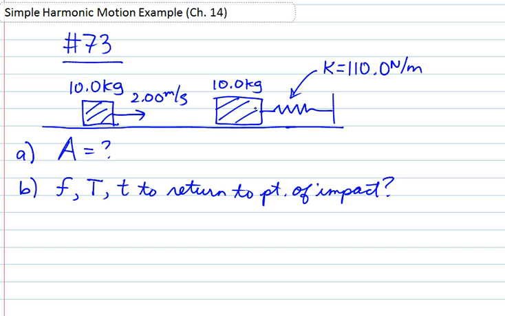We are asked to find, first of all, the amplitude of the simple harmonic motion, and then in part B we want to find the frequency and the period of the motion, and also the time to return to the point of impact.